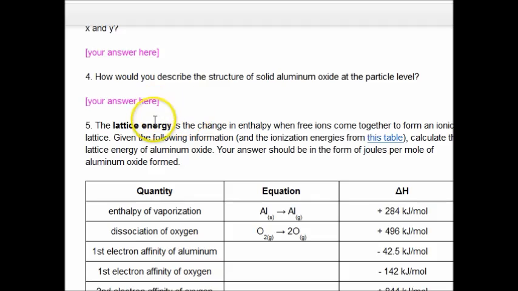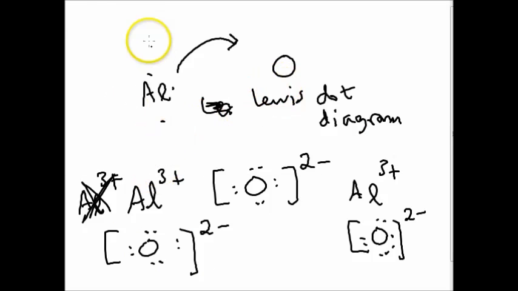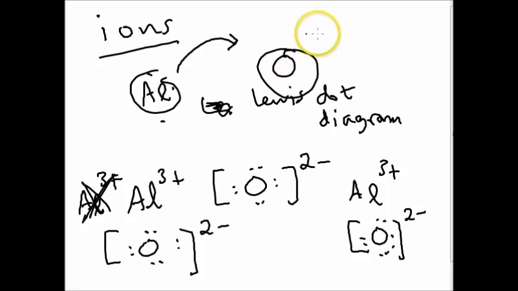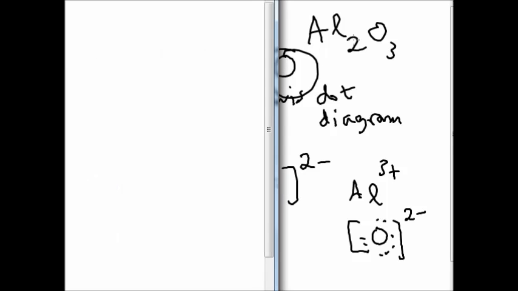Now, how would you describe the structure of solid aluminum oxide at the particle level? Because you've just seen ions, let me write that word for you, ions, you've just seen that aluminum and oxygen both become ions in order to form the compound aluminum oxide. It's probably useful for you to know, if you don't know already, that ions form crystalline solids.